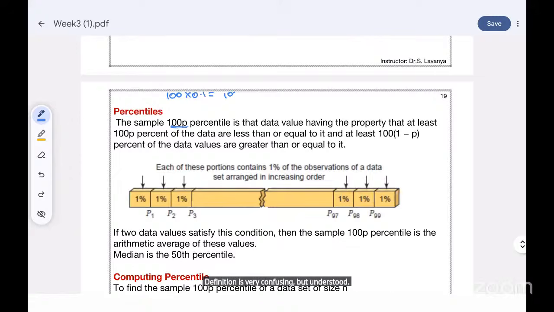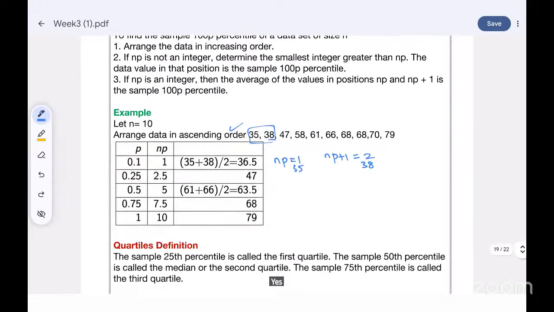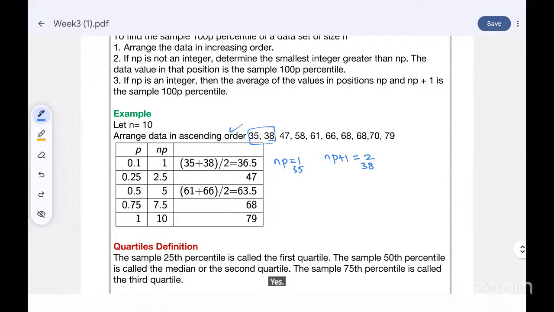Okay. Here it is written 100 of 1 minus p. What does it mean? Ma'am, I have confusion in this topic. Should I repeat the definition? Yes. Tell me, what's your confusion? Percentile. Yes. Ma'am, scroll down.